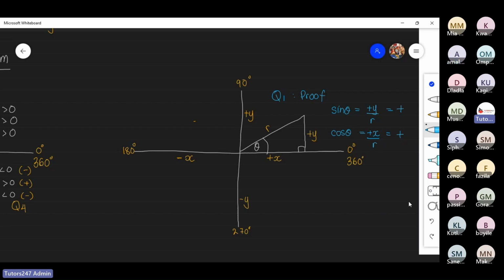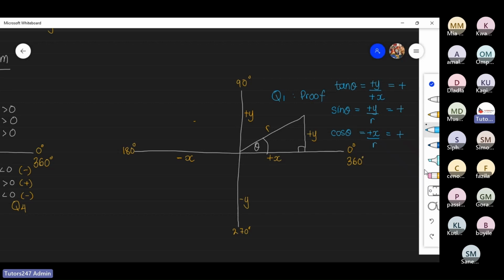Now, lastly, we have tan. Let's have a look at tan. So tan of theta is going to be equal to opposite, which is positive y, over adjacent, which is positive x. And a positive divided by positive is going to give you a positive. So that is proof that within quadrant 1, everything is positive. Always remember that. The whole thing is just based on what side of the triangle you are on.